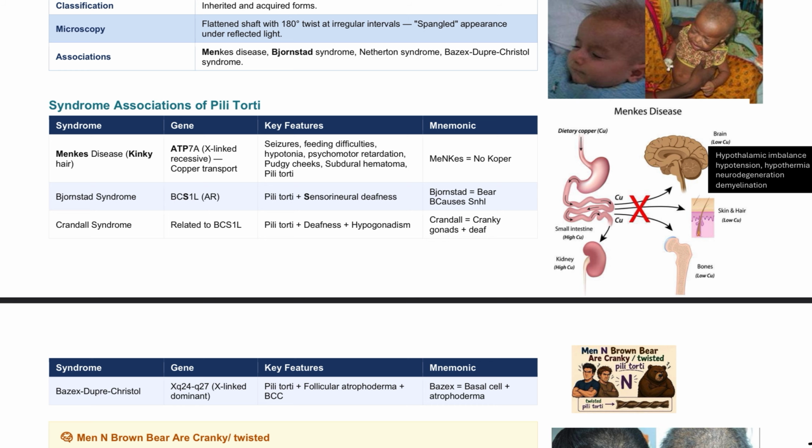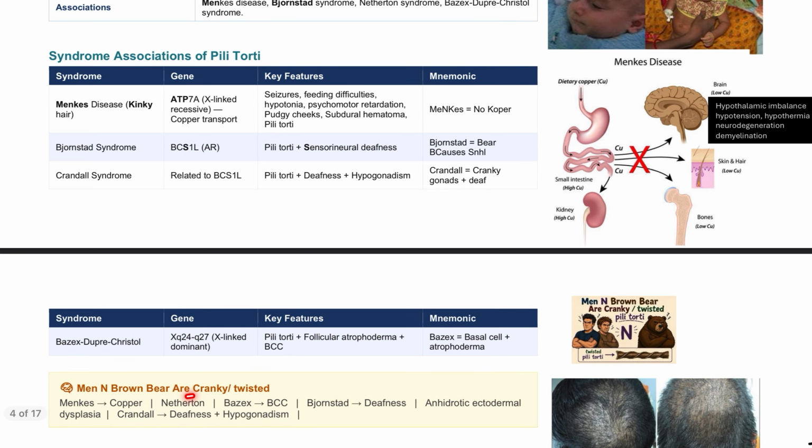Next is Men and Bear. So N is it is related to Netherton. B, Bear, is Basex. So it is related to BCCs with follicular atrophoderma. Bear is Bjornstad syndrome.